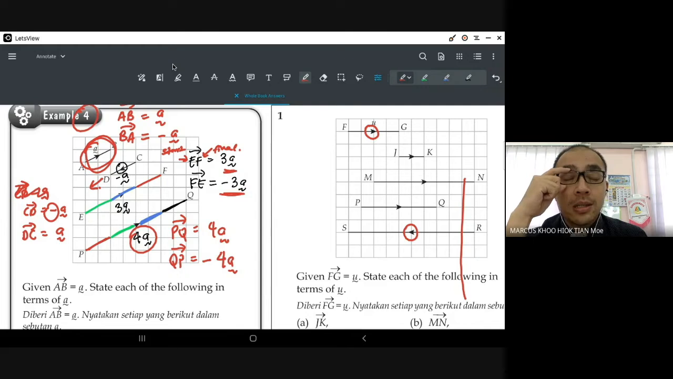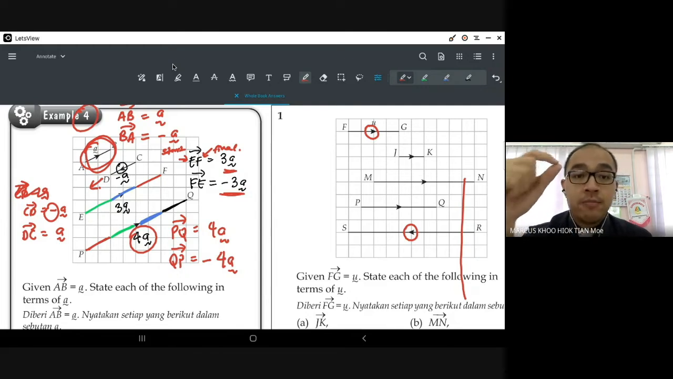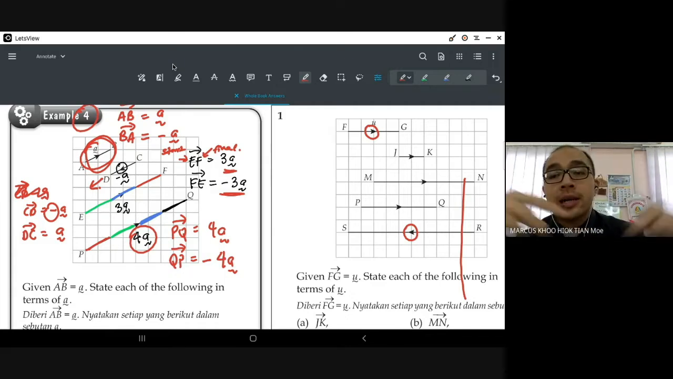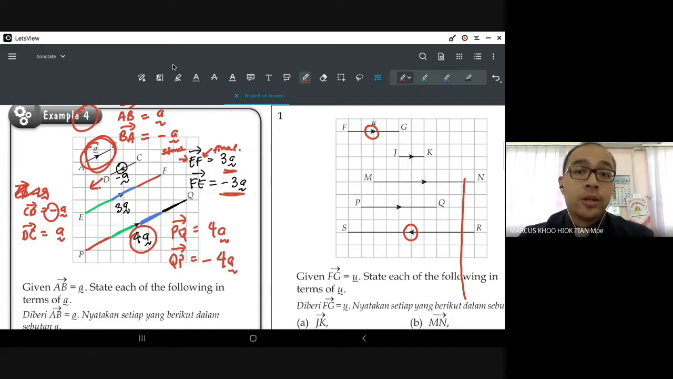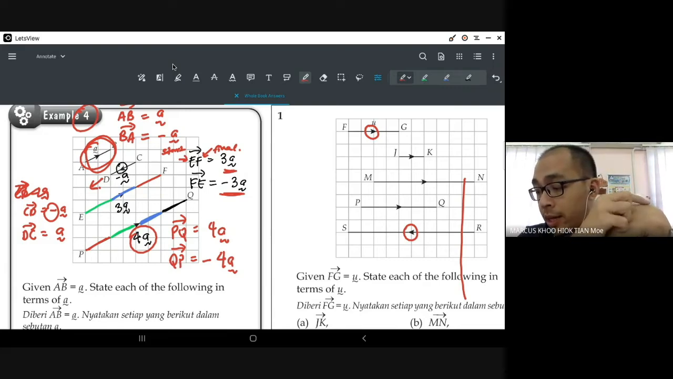This direction thing is very important, because that is what is different about vector compared to, let's say, coordinate geometry. In coordinate geometry, you just count the distance. But in vector, the distance is important, but also the direction of that distance is very important.